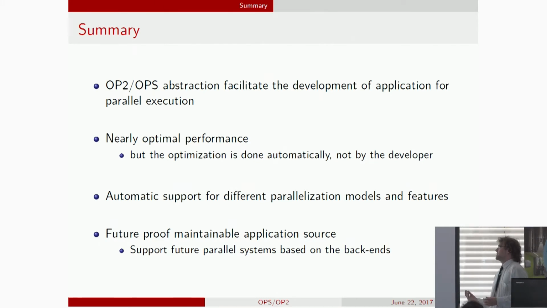So altogether, we can say that the OP2 and OPS abstraction can facilitate the development of high performance applications, because we only have to give the abstract description, and we get all the implementations for CUDA, OpenCL, OpenACC, and all the others. And we get nearly optimal performance. Moreover, we don't have to bother with optimizing our code, because a bunch of optimizations are done by the source translator. So this also facilitates our development process.